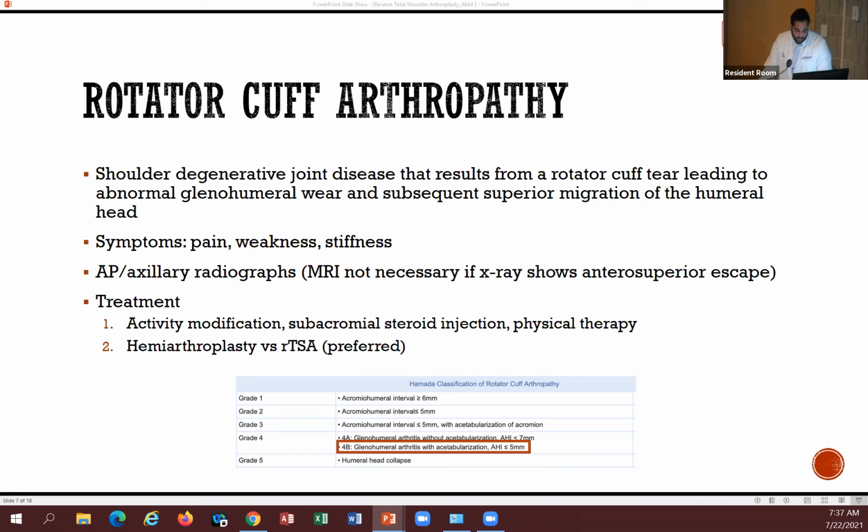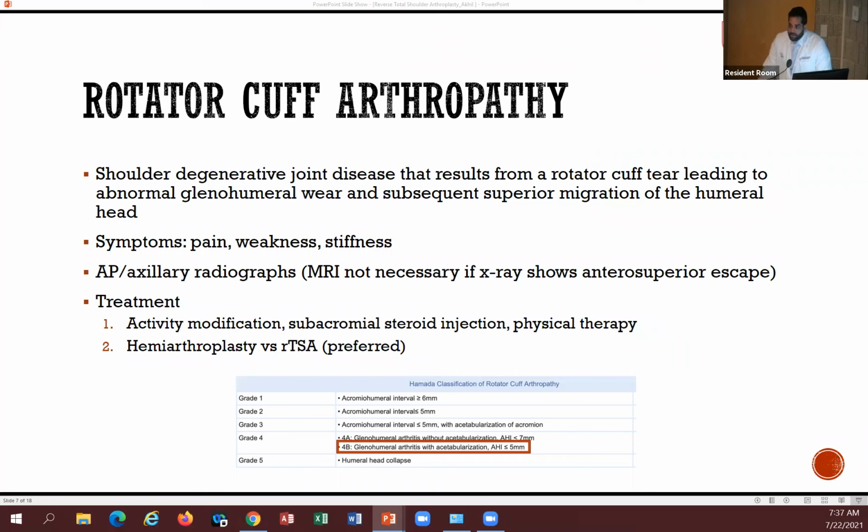In a typical physical exam, you'll sometimes find atrophy of the rotator cuff musculature, as well as difficulty with range of motion. In our patient specifically, we were able to notice that she had pseudoparalysis of the left shoulder. And as I mentioned before, this is the inability to abduct the shoulder past 90 degrees.